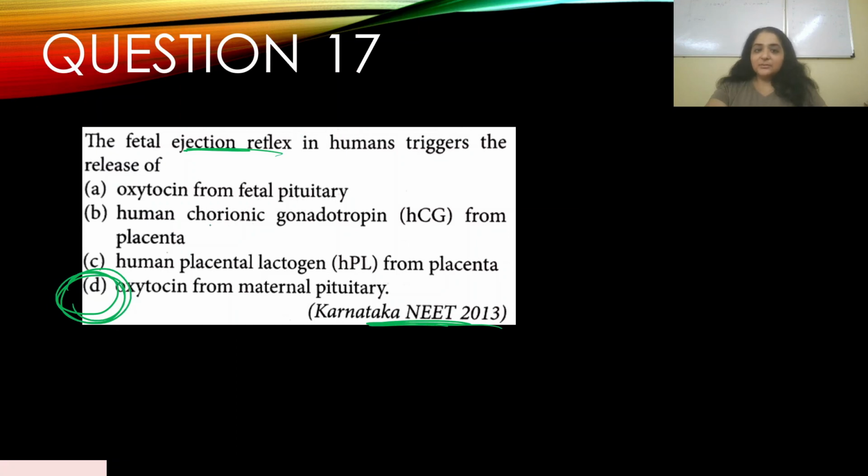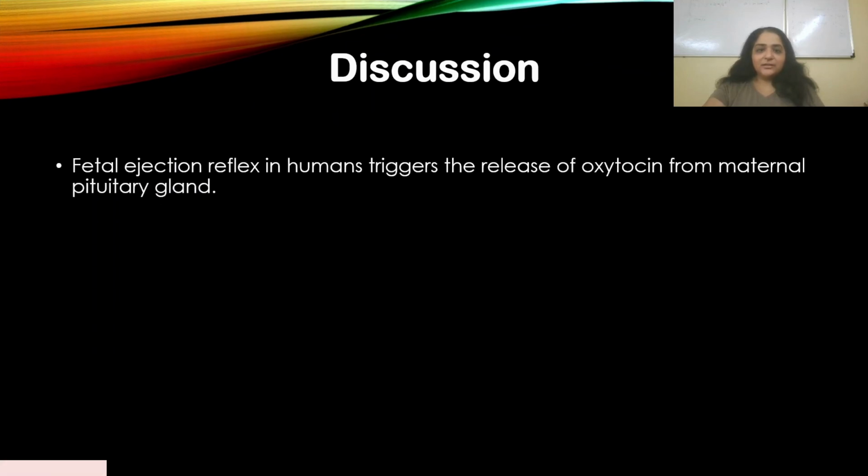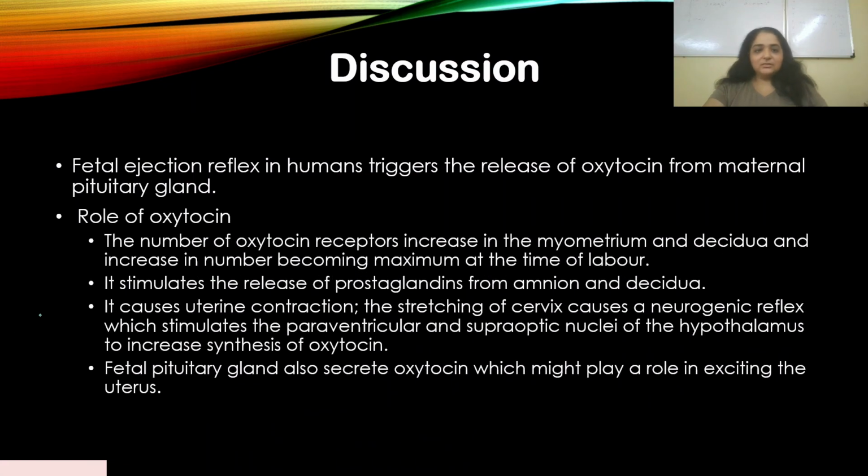Remember I said fetal pituitary also releases oxytocin, but that is not really established. It also helps in uterus contraction, but don't worry about it. Main is maternal pituitary. Always remember that. So the answer is D. I've already explained parturition in detail, so I won't go back to that again. Fetal ejection reflex in humans triggers the release of oxytocin from maternal pituitary, and this is the role of oxytocin. All right, let's move on.